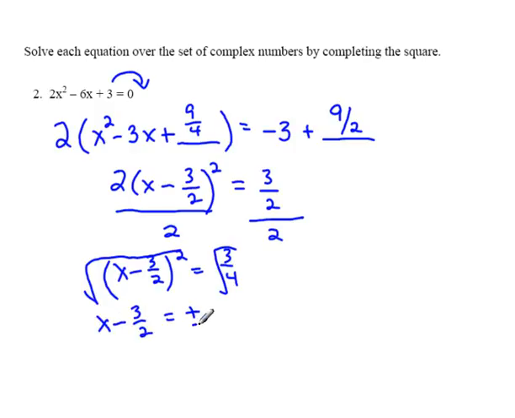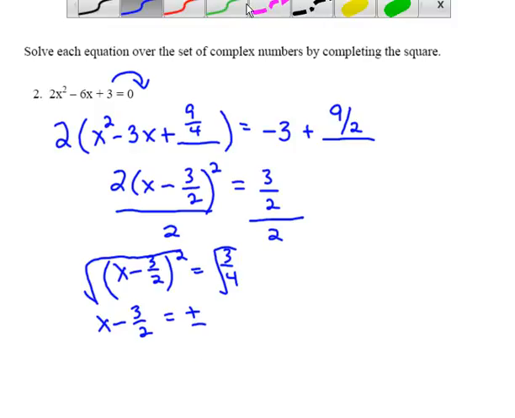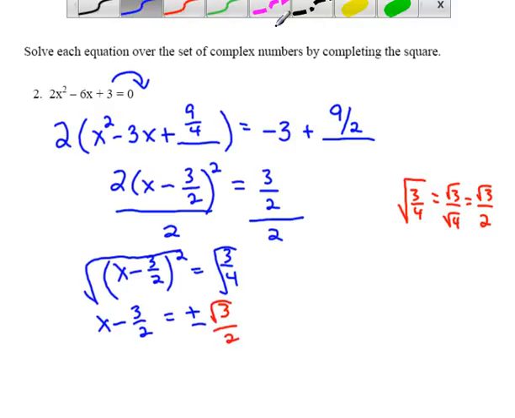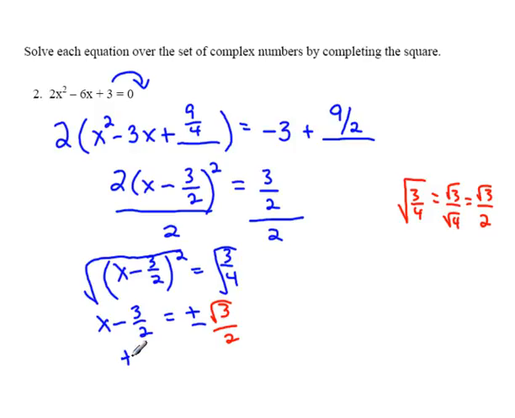This side will be plus or minus something, but we need to use our techniques for taking care of that radical. So over here on the side, I'm going to simplify the radical square root of 3 over 4. So first thing I'm going to do is separate. So the square root of 3 over the square root of 4 simplifies to the square root of 3 over 2. So I'm going to put the square root of 3 over 2 here. Okay, now solve. So I'll add 3/2 to both sides.